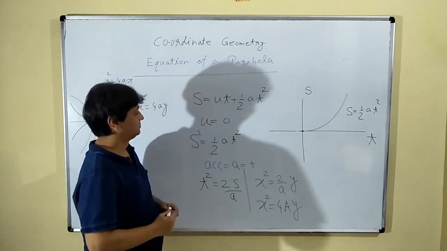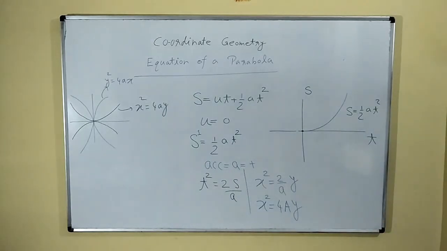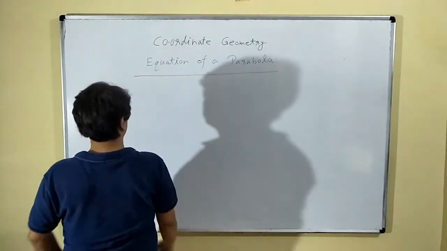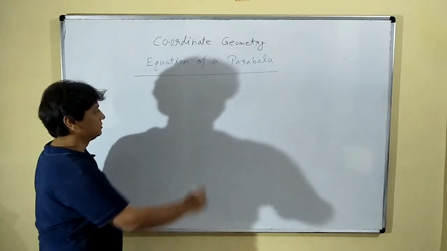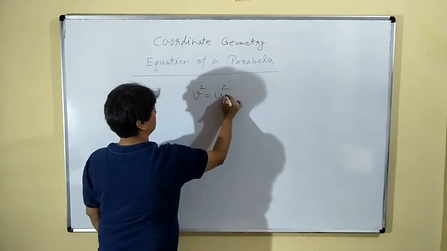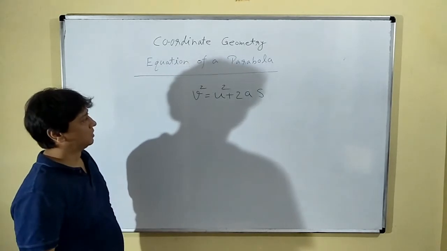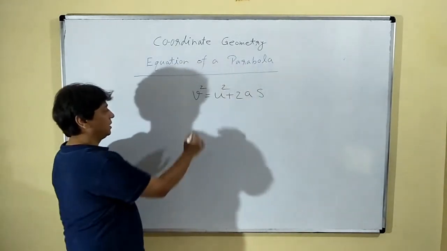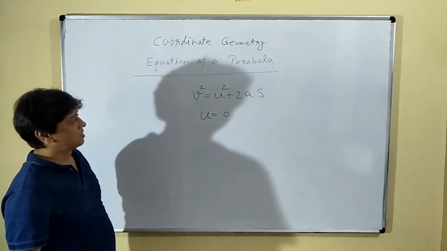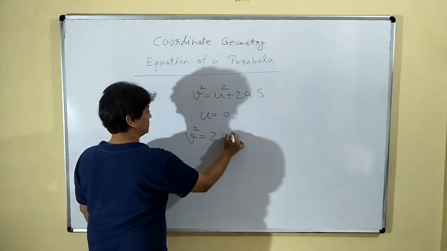Note down this. Let's take another example. v square we know is u square plus 2as. And again, let's say initial velocity is 0. Then this equation becomes v square equals to 2as.